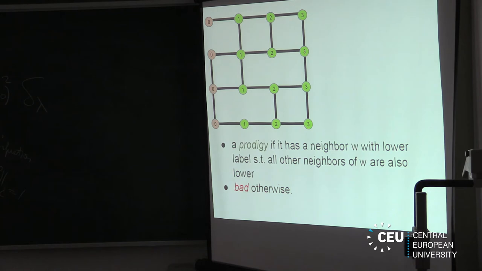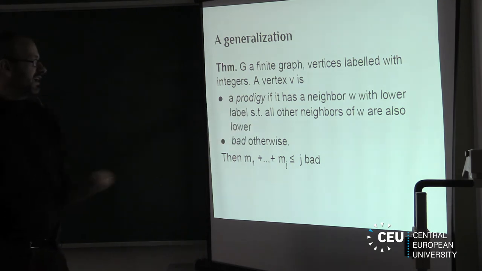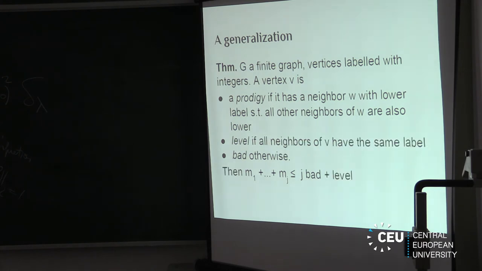So for example, in this picture, the labels would be 0, 1, 2, and 3, okay? And all the green ones are prodigies, and only the red ones are bad. And then you can generalize it, this is a trivial generalization. If I add the multiplicities of j eigenvalues, then it will be at most j times the bad vertices. And there's a somewhat less trivial generalization.